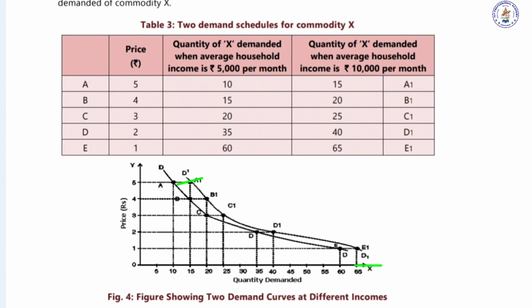Earlier, the first demand curve is DD. Now it is D dash D dash. You can see there are various points being plotted, and there are 2 curves here showing the demand of the product by the same consumer when his income level is different, when his income level is 5,000 and 10,000. So we say that there is a shift in the demand curve itself.